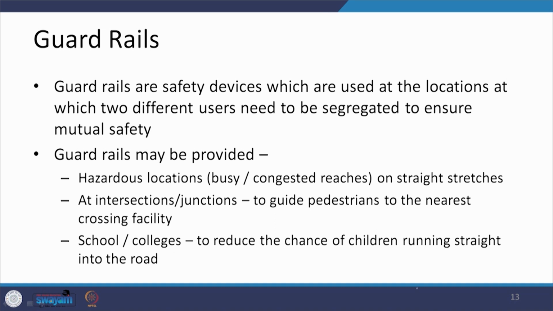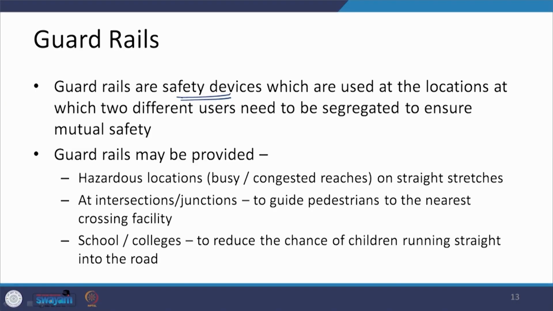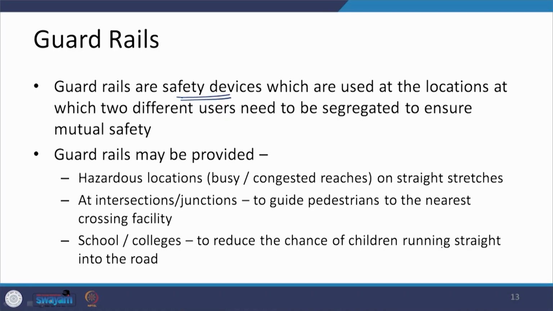We talked about the curb; it was also working as a safety device when it was segregating the traffic. This safety device is provided under very specific conditions, and it tries to segregate the type of traffic or the users who are going to use the road space or the carriageway. So, that mutual safety is ensured by way of the provision of guardrails. Now, where we are going to provide them, certain points have been listed here.